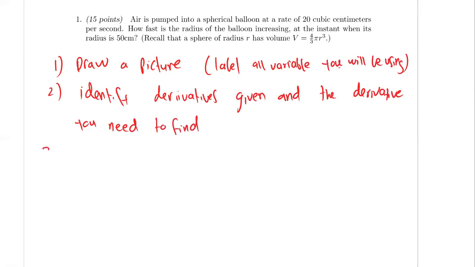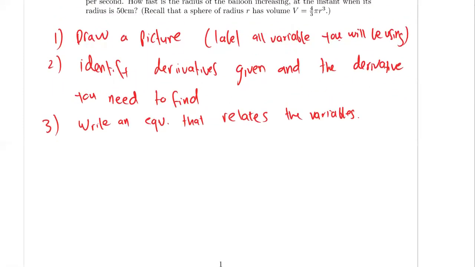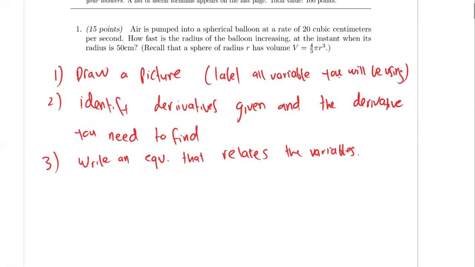And then the last thing, I don't know if this is how I wrote it in the notes, but you basically want to write an equation that relates the variables. In this case, if we were going through these steps, what does the problem say? Air is pumped into a spherical balloon at a rate of 20 cubic centimeters per second. How fast is the radius of the balloon increasing at the instant when its radius is 50 centimeters?